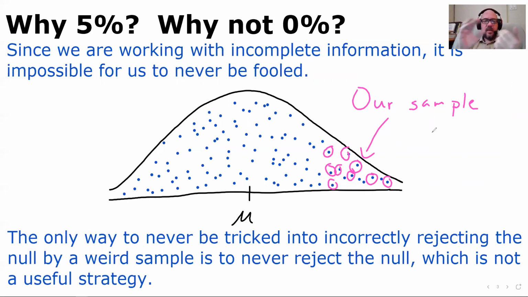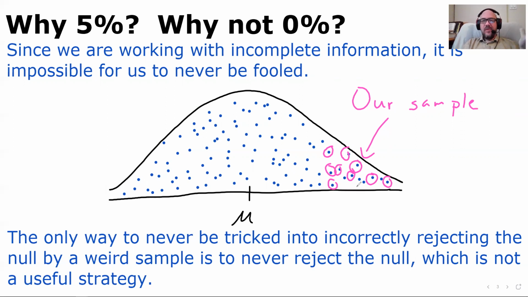No matter how big a sample we take, unless it's the whole population, there's going to be some possibility that we get a weird one. So for instance, let's say my population distribution looks like this, and our sample just by random chance happens to be all these dots. Are we going to think that the mean is here? No. All our data is over here. We're going to think the mean's way over here.